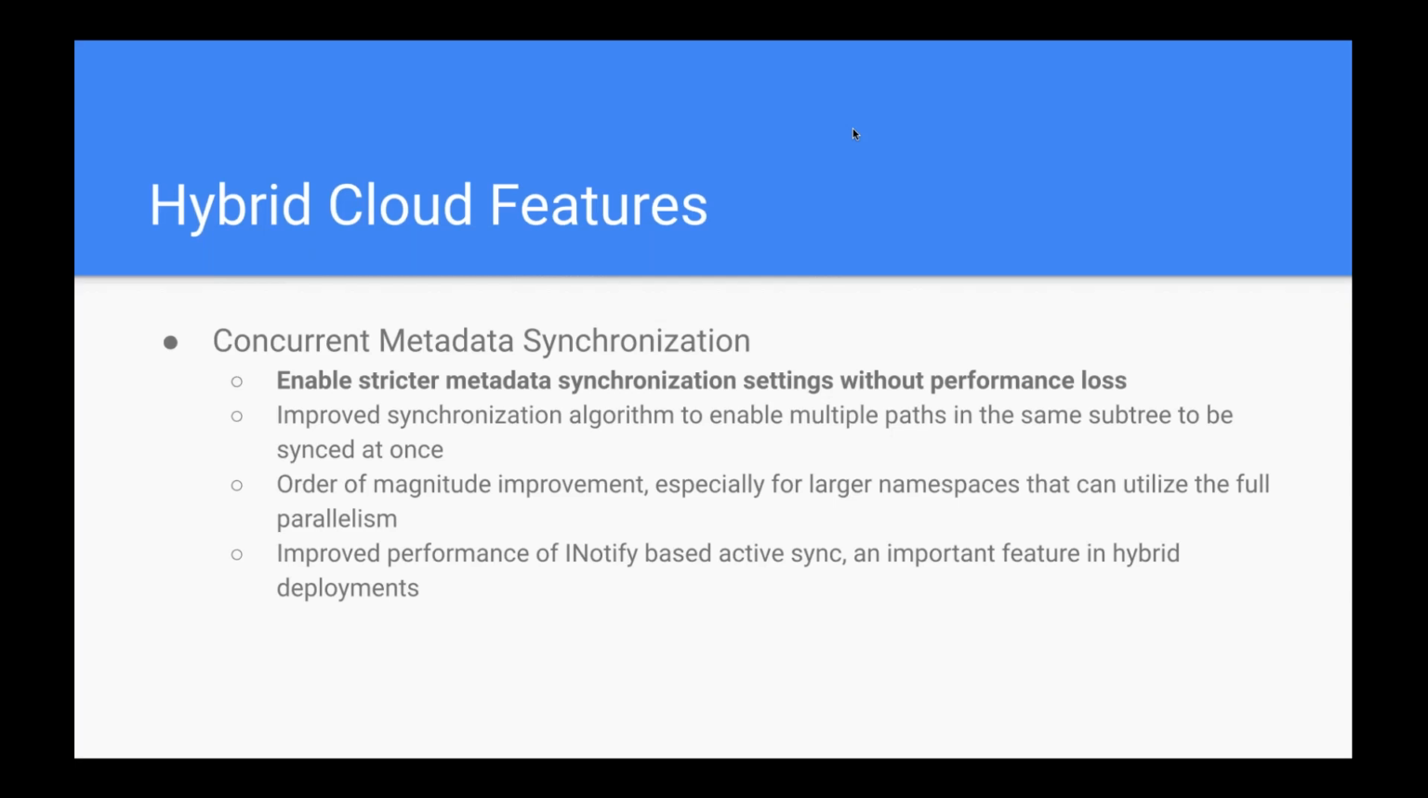We did this by optimizing our algorithm to be able to work on multiple paths in the same subtree at a time. So before, if you were synchronizing, let's say, one mount point, there would be one thread synchronizing your entire mount point. Now we can parallelize that, and there's pretty much a huge order of magnitude improvement because of the parallelization possible. Though, this is only going to help if your namespace is fairly large already. But that's the case where we see users using metadata synchronization pretty heavily.